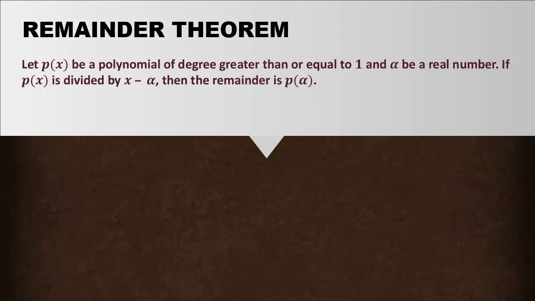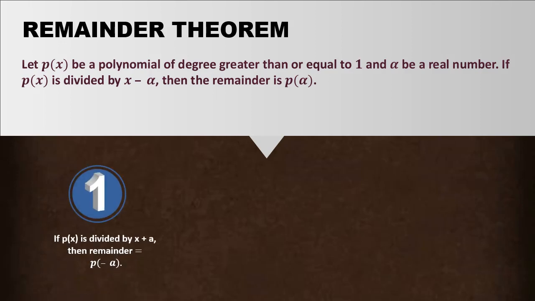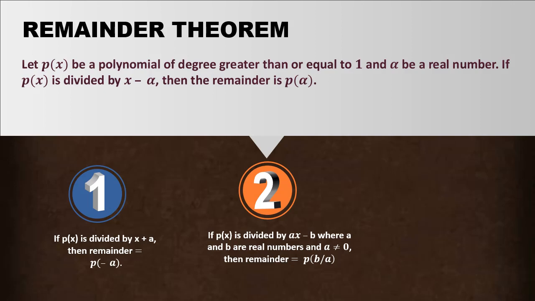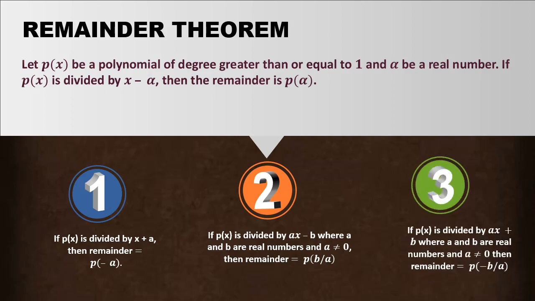In the first pattern, if p of x is divided by x plus a, then we get the remainder p of minus a. Similarly, in the second case, if p of x is divided by ax minus b, where a and b are both real numbers and a is not equal to 0, the remainder comes out p of b upon a. Similarly, in the third case, if p of x is divided by ax plus b, where a and b are both real numbers and a is not equal to 0, then the remainder comes out p of minus b upon a.